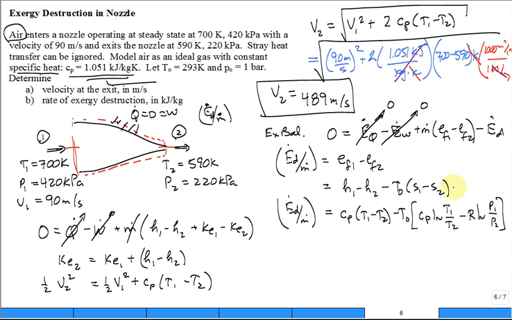I left off a term, right? What term did I leave off? I left off the kinetic energy 1 minus the kinetic energy 2. Sorry about that. True? And so actually it's even simpler now, because what do I have right here? I have that H1 minus H2 plus KE1 minus KE2 is equal to what? Zero. H1 minus H2 plus KE1 minus KE2 is equal to zero from the first law. So this is all that remains out of the exergy balance equation. True?